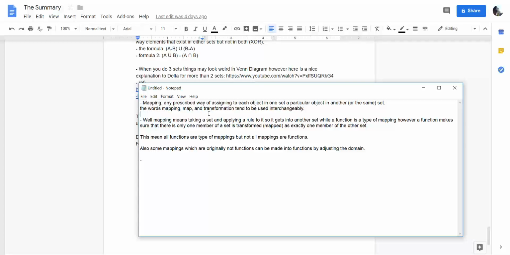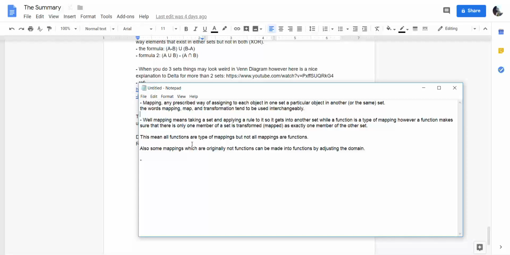Some sources differentiated between mapping and functions, and other sources basically treated them the same. The main difference I came to conclude was that a function has two main properties that should be satisfied. If those are not satisfied, anything else is just a mapping. This means that all functions are types of mapping, but not every mapping is a function.